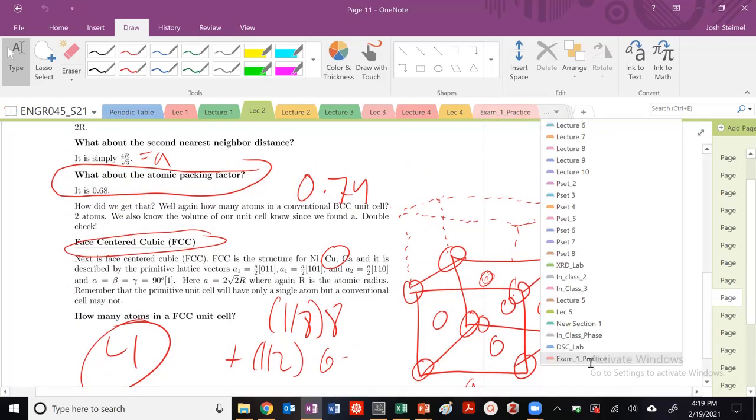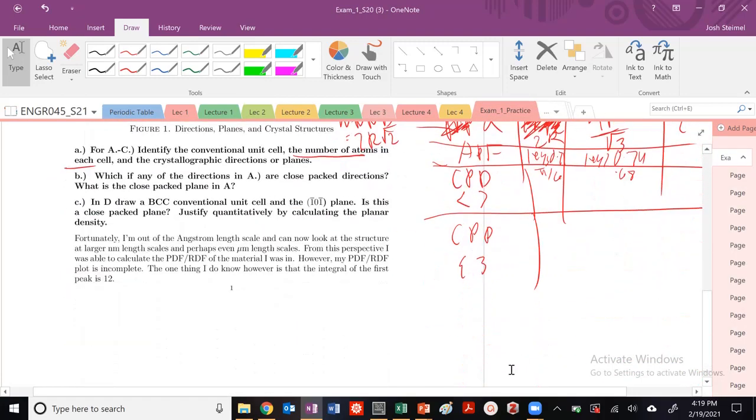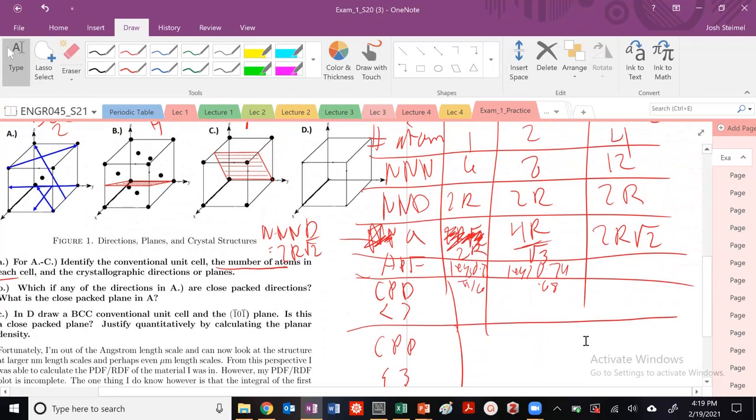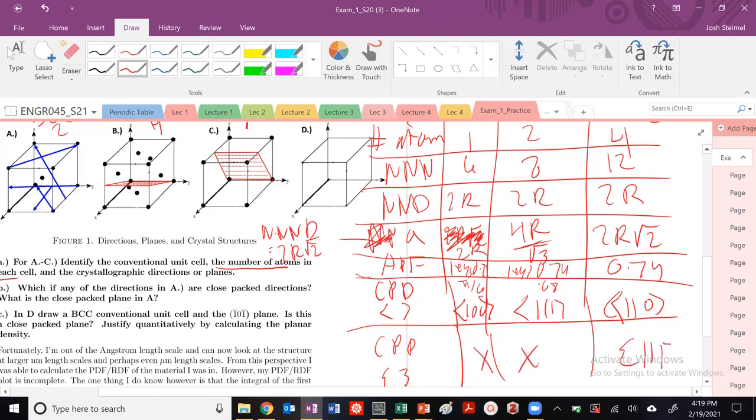So here we go. Let's go back to our problem and walk through this. So 0.68, and then here we have our magic number of 0.74. Close packed directions. So this family will be 100, that family. What about here? It's going to be the 111 directions, and here it's going to be the 110 family of directions. Close packed planes, none, and here 111.